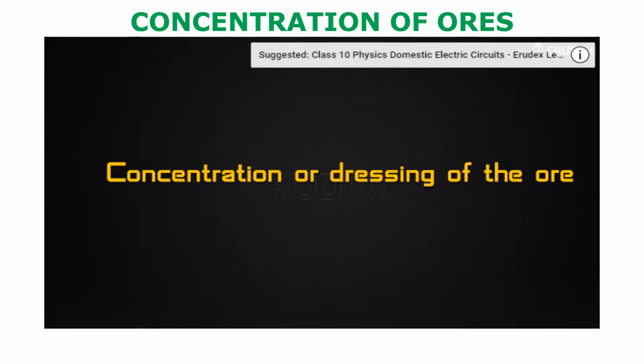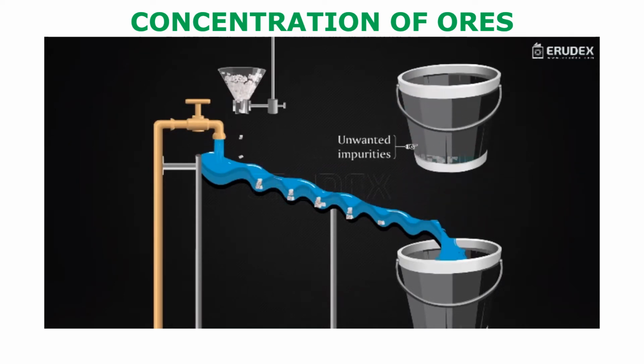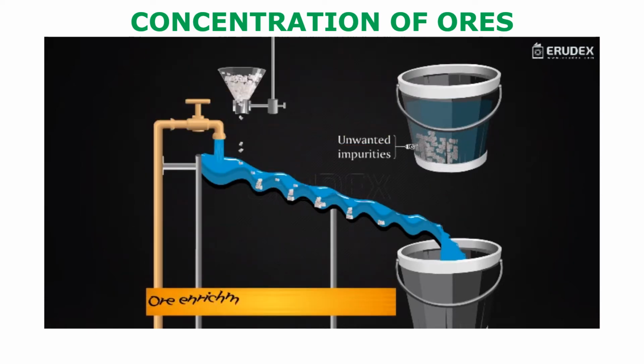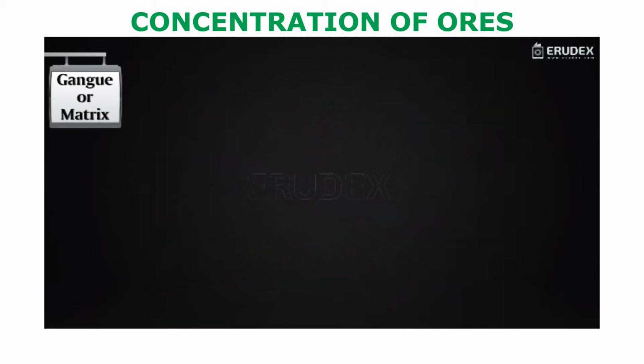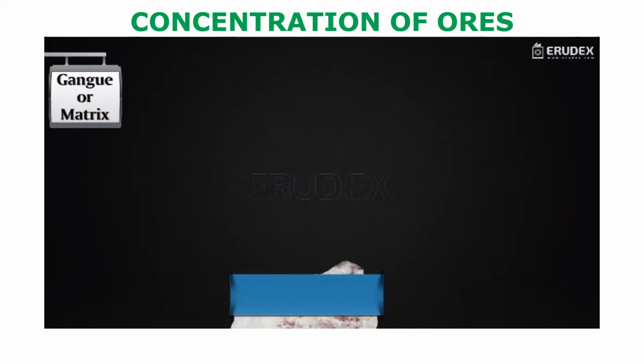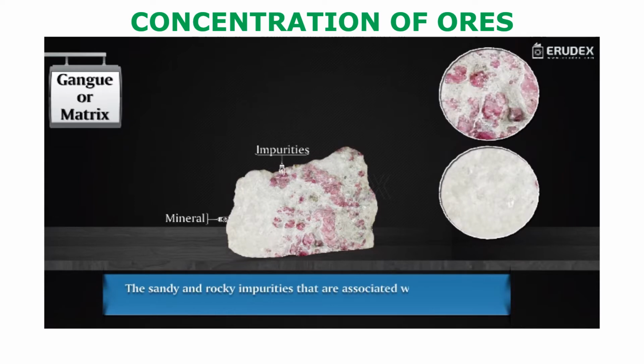Concentration or dressing of the ore. The removal of unwanted impurities from the ore so that the concentration of the metal in the ore increases. This process is called ore enrichment or ore dressing. Gangue or matrix. The sandy and rocky impurities that are associated with the minerals are called gangue or matrix.